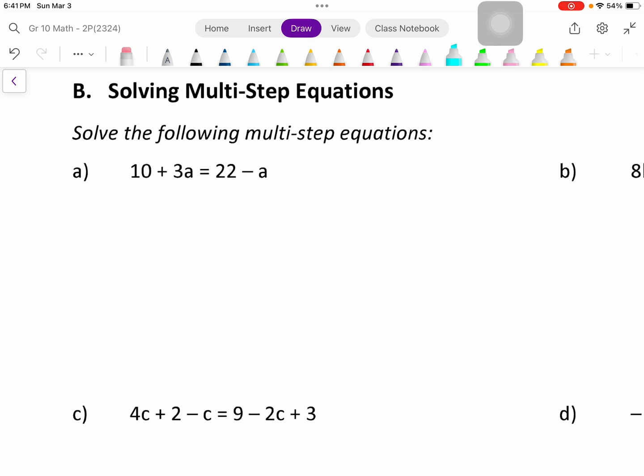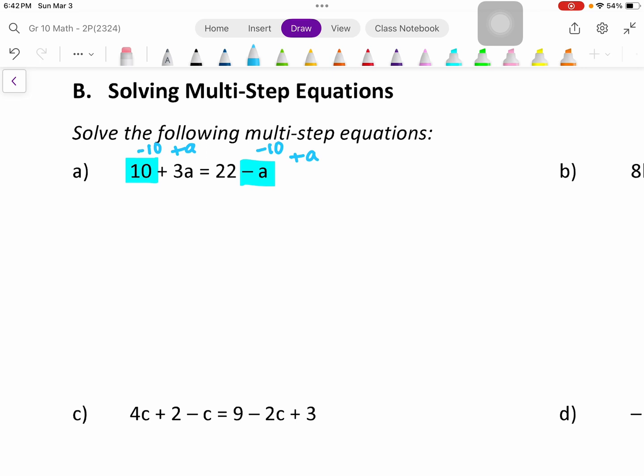So 10 plus 3a is equal to 22 minus a. So we see that we have a constant on the left side and a variable on the right side. So we need to move both of those things. So I need to subtract a 10 here, which means I'll need to do the same on the other side. And I need to add an a here, which means I'll need to do the same on the other side.